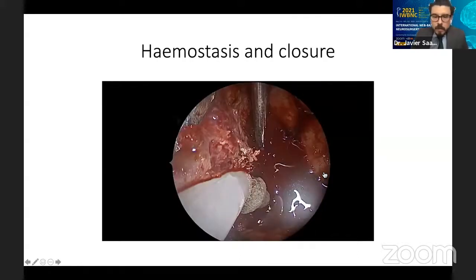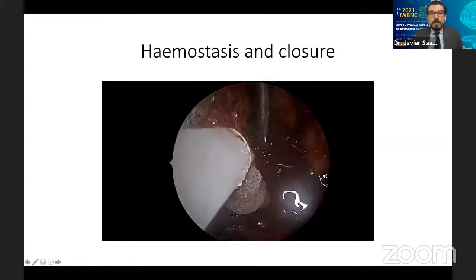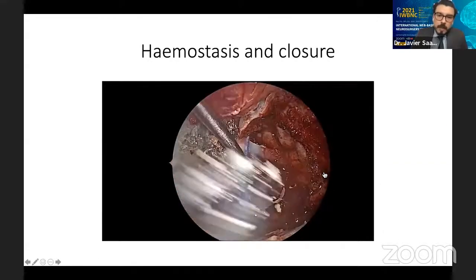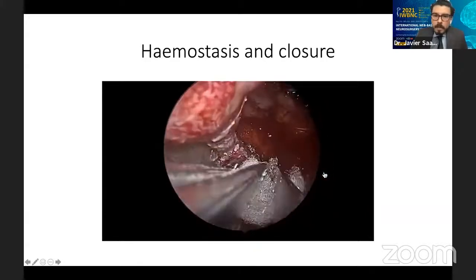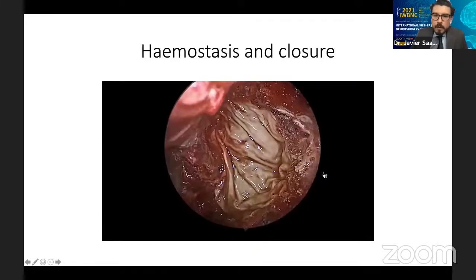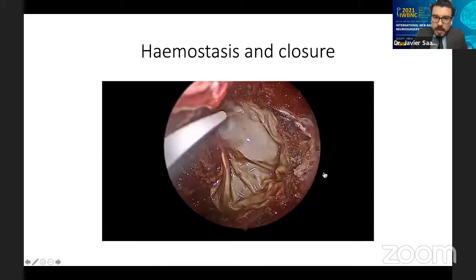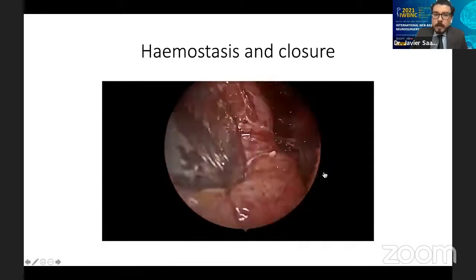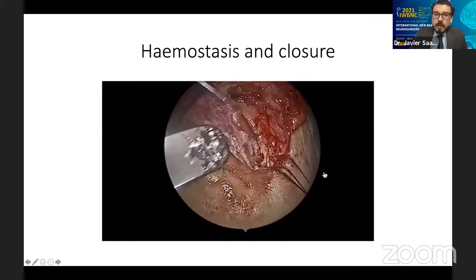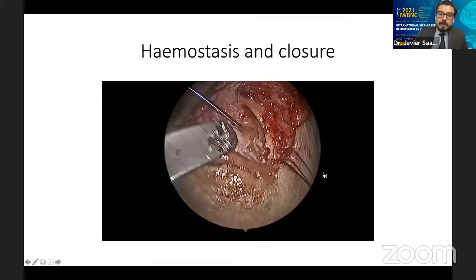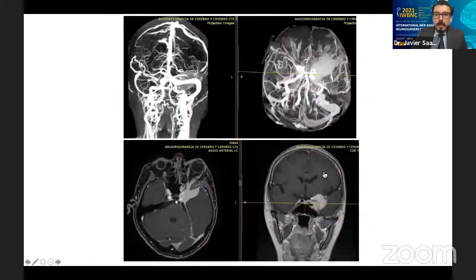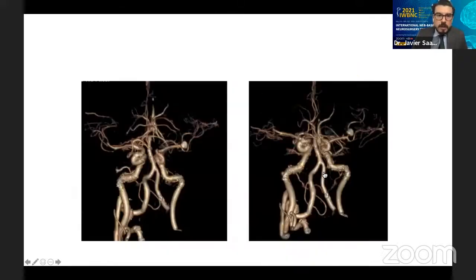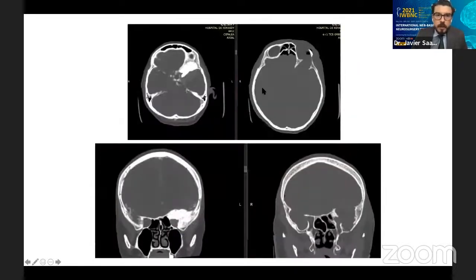And finally, we perform hemostasis with any product you like, surgical, FloSeal. And you proceed with the closure. We use a patch, use glue, and we reposition the content of the periorbita. So this is the tumor we just saw. This is the pre-op and the post-op CT scan.